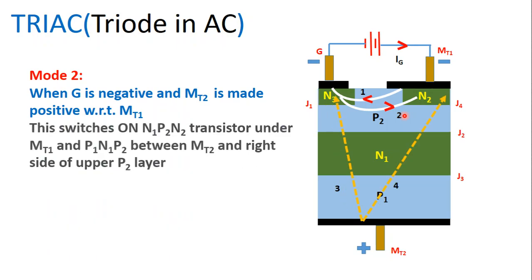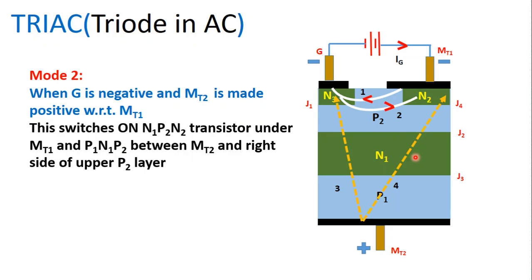Now what happens? As soon as this current starts flowing, this switches on one transistor, that is the N1 P2 N2 transistor will switch on, and when the N1 P2 N2 transistor will switch on, what happens?